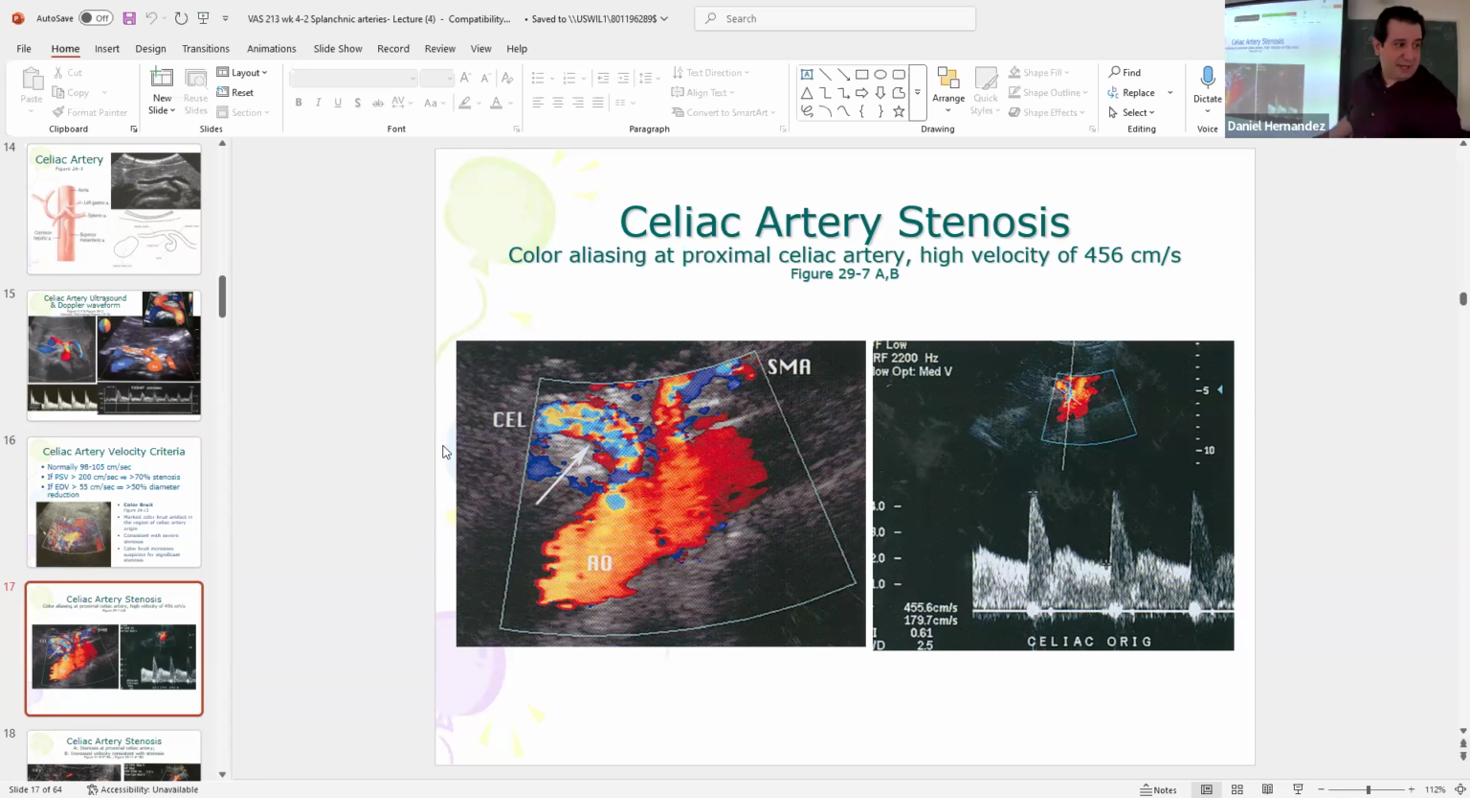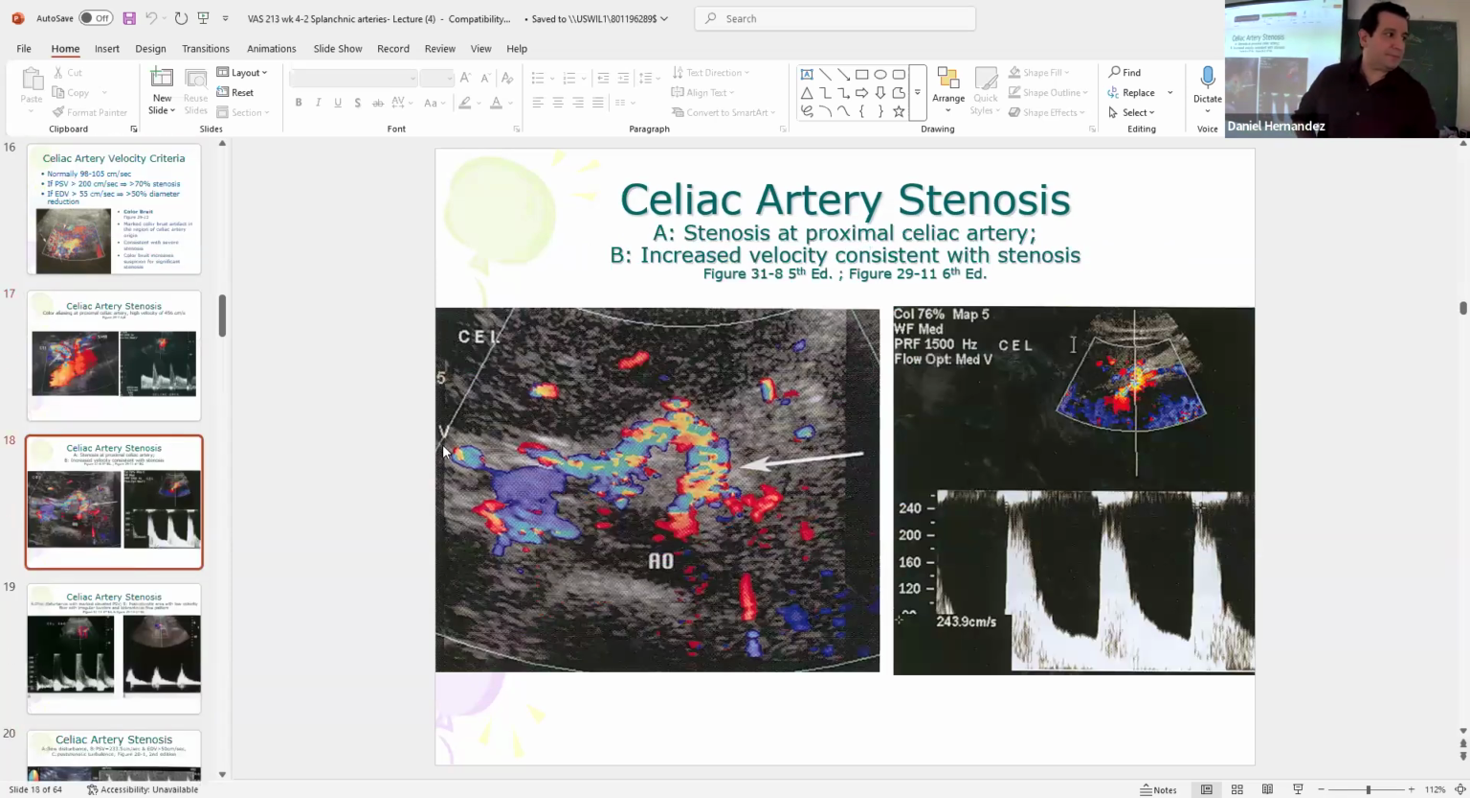Yeah, now it's definitely stenotic, 456 centimeters per second. Elevated. Stenosis.